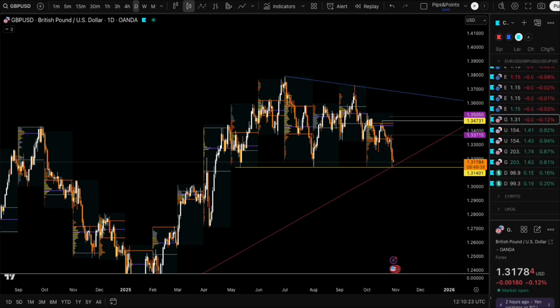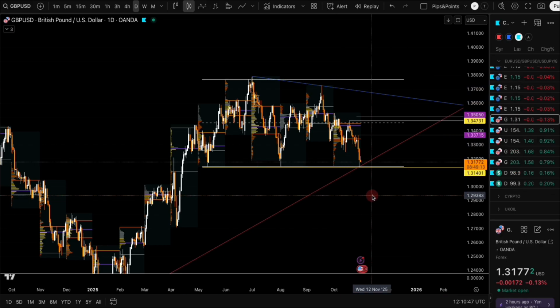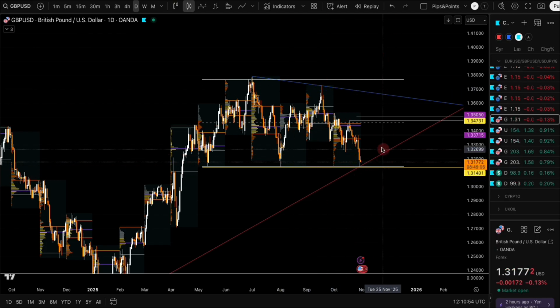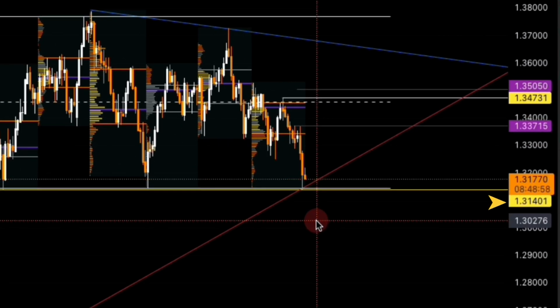So the next thing that we're going to do is identify this structure. We do have a flat surface, and we're going to hold it like this for now. And then what we have is, we can say at the top side we have a range, which makes our decision down here that much more important. If price closes under this level right here of 1.31401, we would need to consider looking at sales.